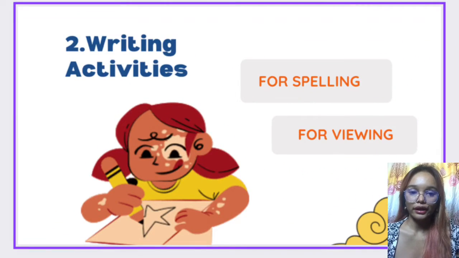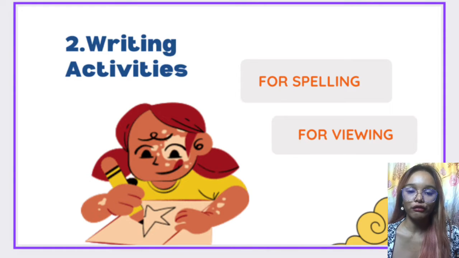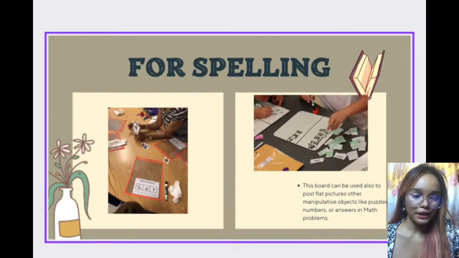So the third one is writing activities. For writing activities, there are two parts: activities for viewing and activities for spelling. These activities also need instructional materials, which could enhance collaborative learning of the learners. As you can see, there are board games that can also be used to post flat pictures, and other manipulative objects like puzzles, numbers, or answers to math problems.